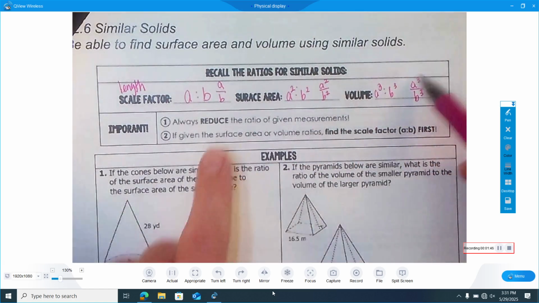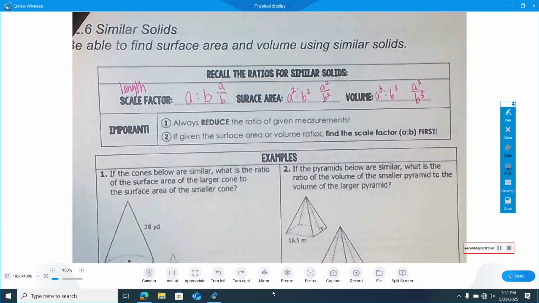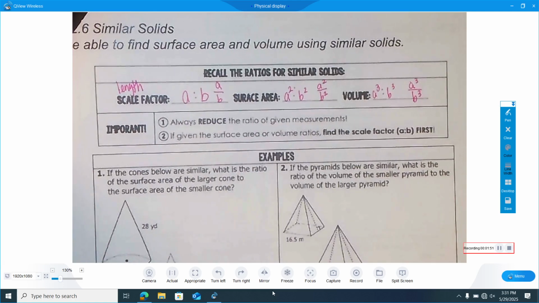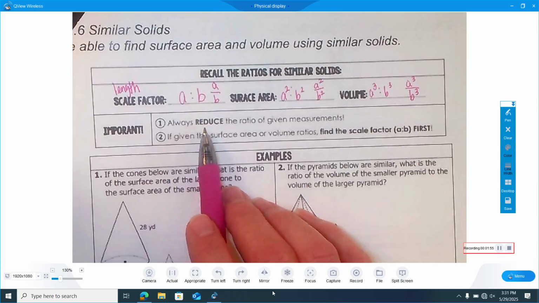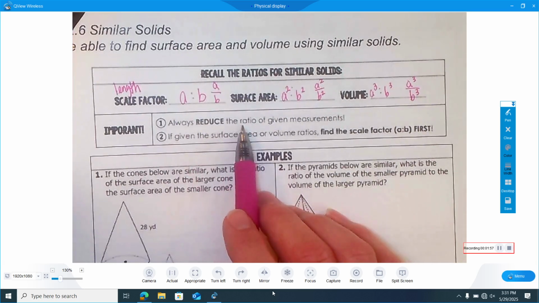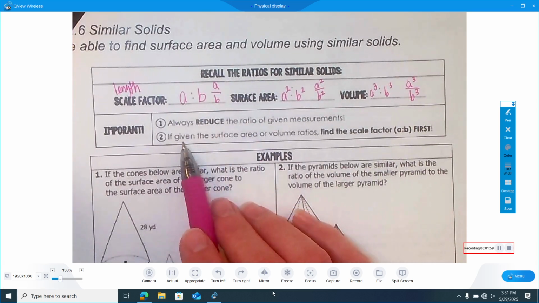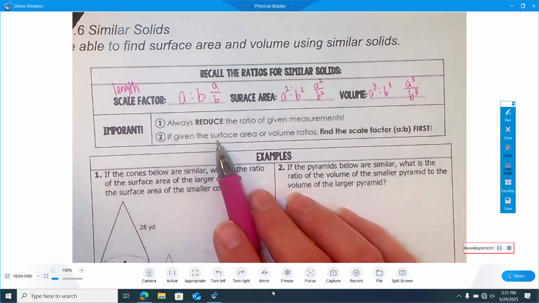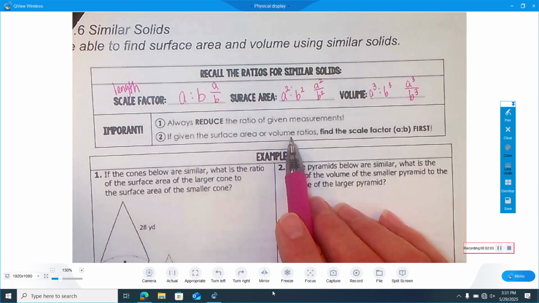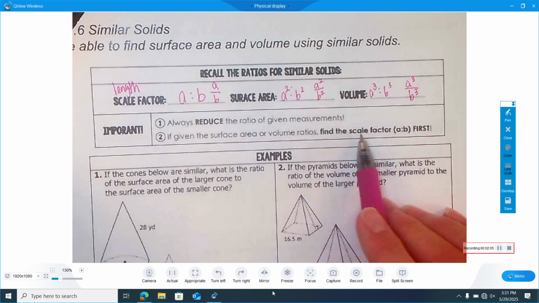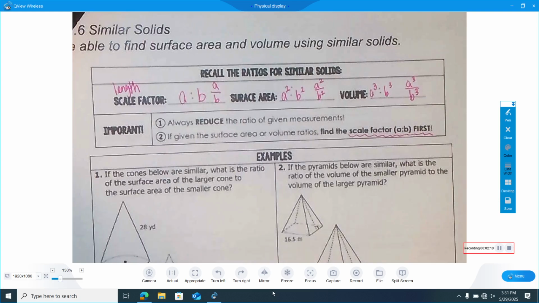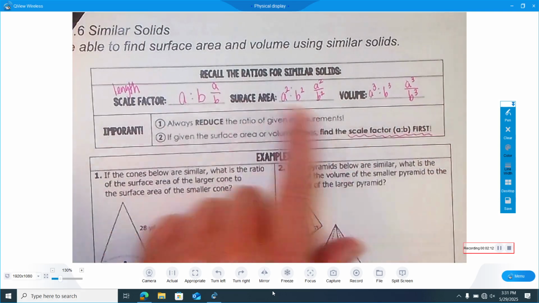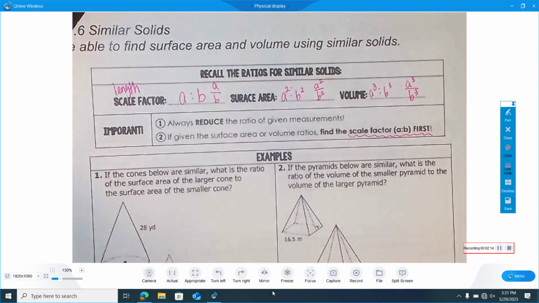And so we're going to use a particular ratio based on what we want to find or what we want to do. It's important that we remember we always want to reduce our ratio, reduce first. And then if we have been given surface area or volume ratios, we need to reduce and get back to the scale factor first. We always have to go back to the linear unit before we do something else.